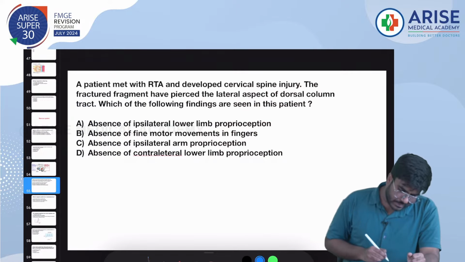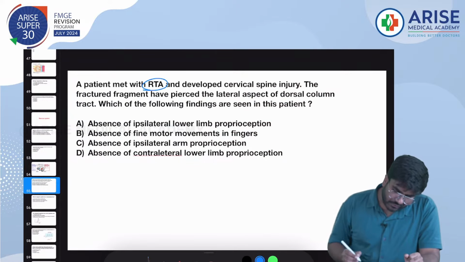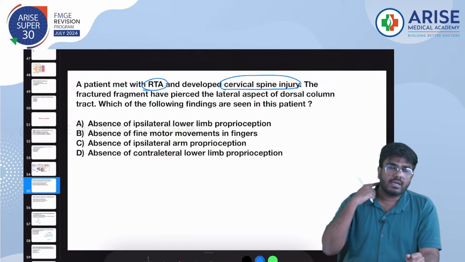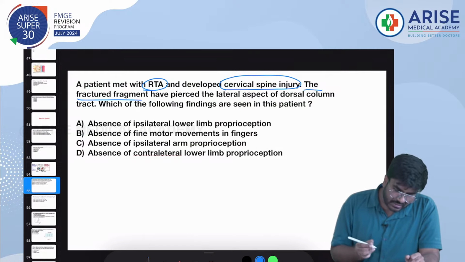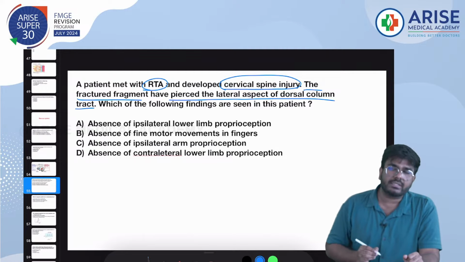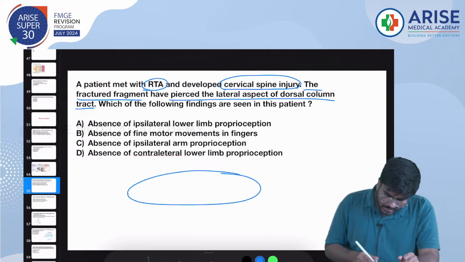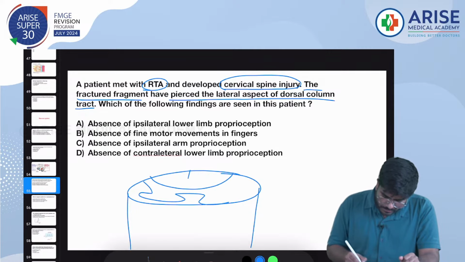Okay. Next, a patient met with a road traffic accident and developed a cervical spine injury. Okay, he's having a problem with the cervical spine. The fractured fragment has pierced the lateral aspect of the dorsal column tract. See, very simple. Look here. See, this is your spinal cord.